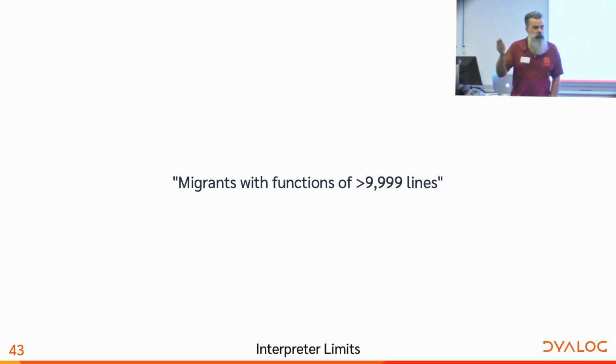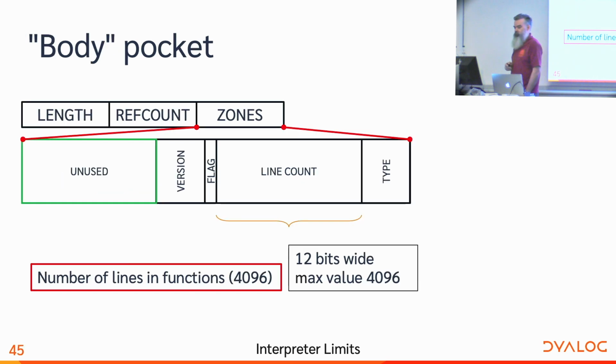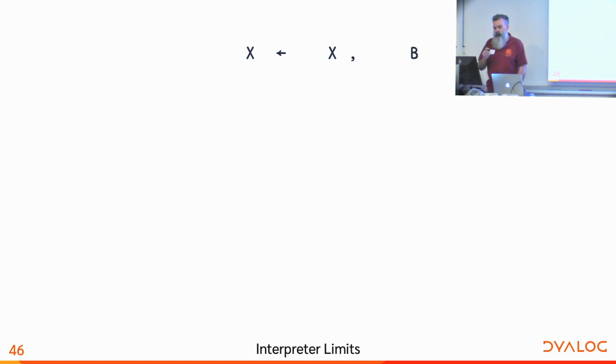Okay, now currently we've got a limit of 4096 lines in a function, I mentioned that. Morten said in one of his slides that we've got migrants coming from other APLs who have functions with more than, I want to say more than 10,000, but that's not what he said. What he said was more than 9,999, so that's why that says that. So that makes us vulnerable to these limits. And as I said, we had a 4096 limit of line counts.